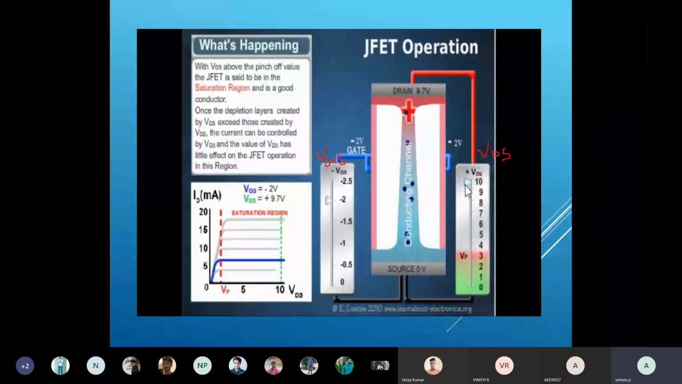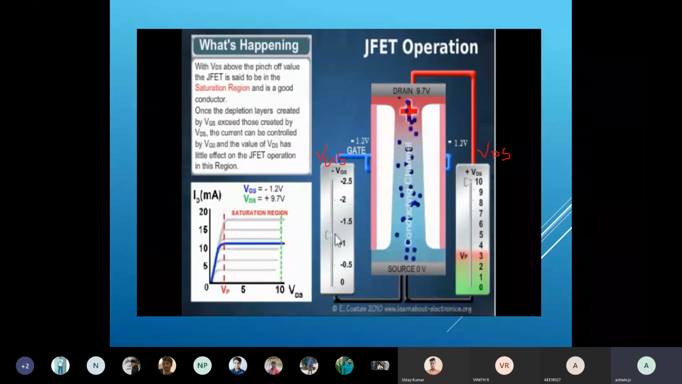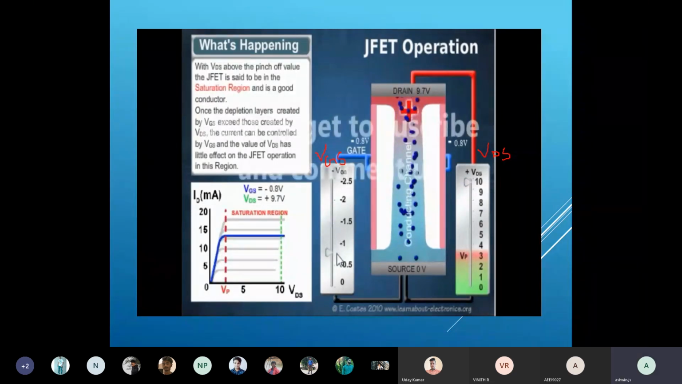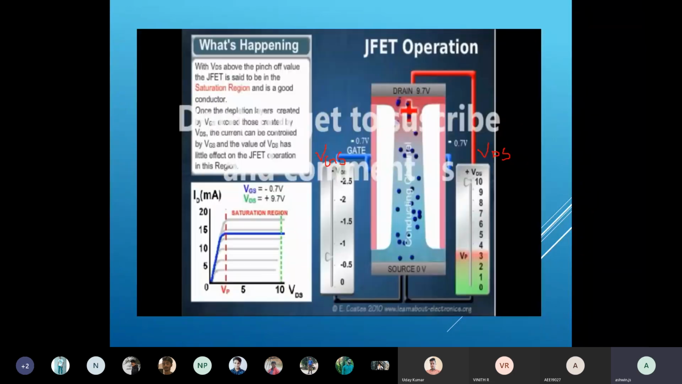Now I kept VDS at that value, so at that time what will be your current. So they are observing the characteristics by keeping the gate to source at -2 volts, and they are changing the VDS from 5 to 10. That's what they are representing: how much current will flow through the drain to source. After that, again I am just changing the gate voltage towards -1 so that the current will increase, and as I keep reducing the gate voltage, the current becomes maximum.